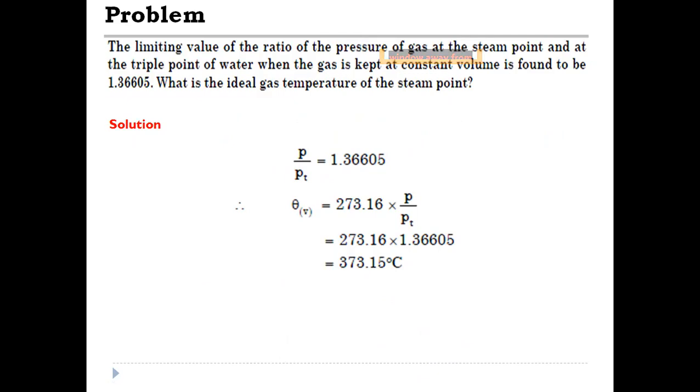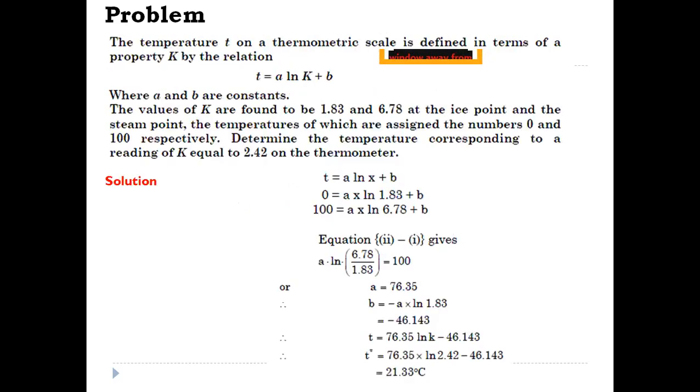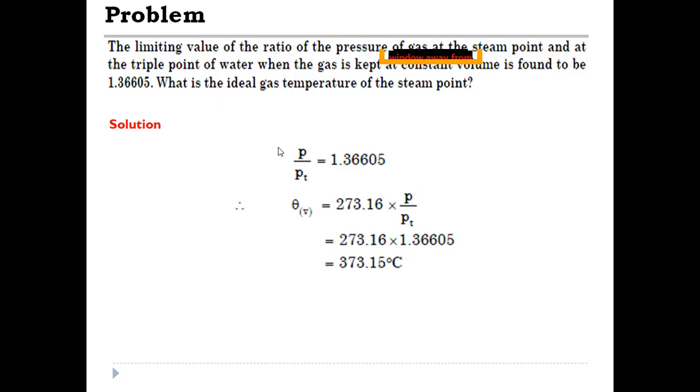So here, when the gas is kept at constant volume, it is found to be... So in a constant volume gas thermometer, the volume is kept constant. So if volume is kept constant, there is a change in pressure. So the change in pressure in terms of ratio is given as 1.36605 here. So we have to find out the ideal gas temperature of this steam.